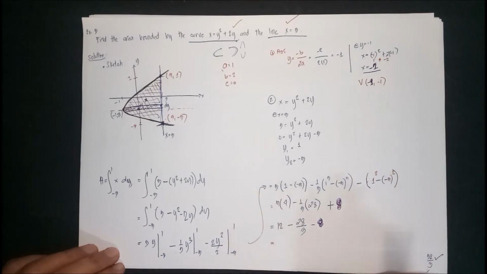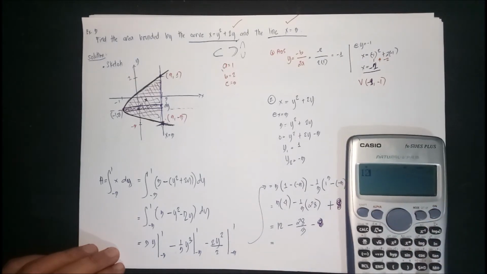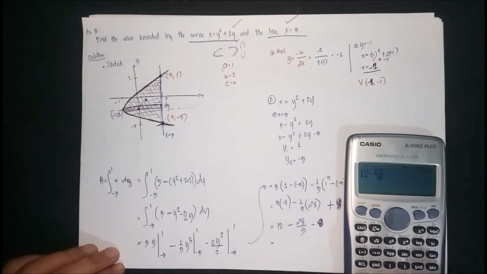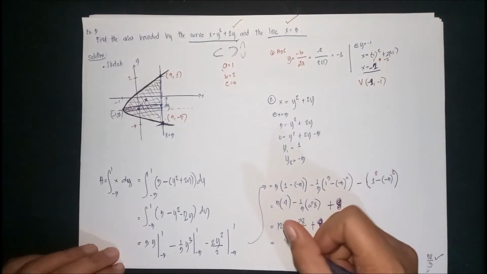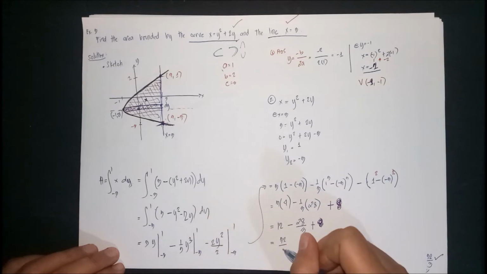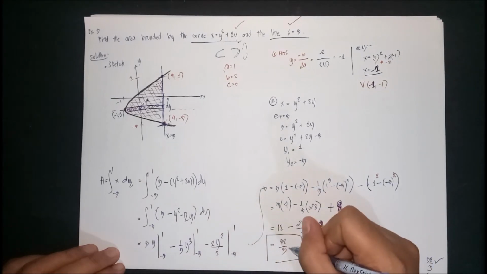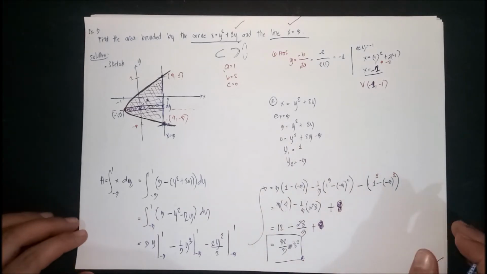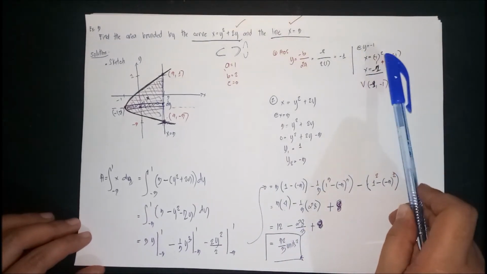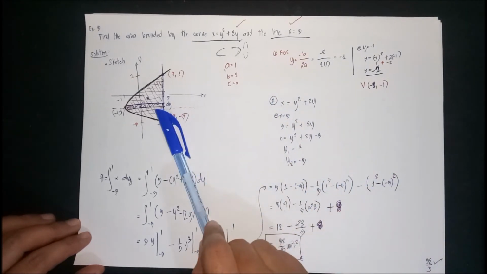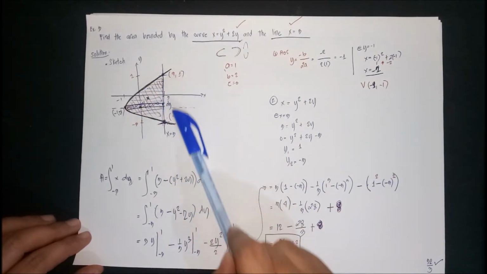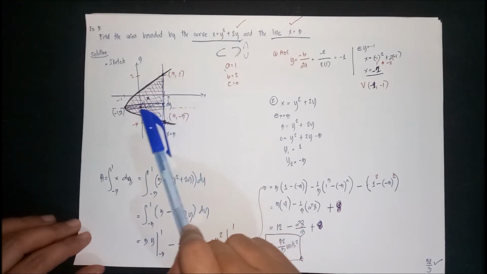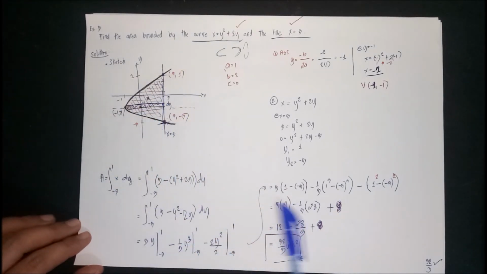And pag in-add mo to, sige, add natin. That is 12 minus 28 over 3 minus 8 plus 8 nga. Plus 8. That is 32 over 3. This is our final answer. Unit squared. Okay? So, class, pag nag-solve kayo, pwede nyo nang hindi pakita sa akin to. Pakita nyo lang to: itong graph, tsaka itong mga points, important points, tapos anong strip yung pinili nyo, tapos diretso na dito. Okay?